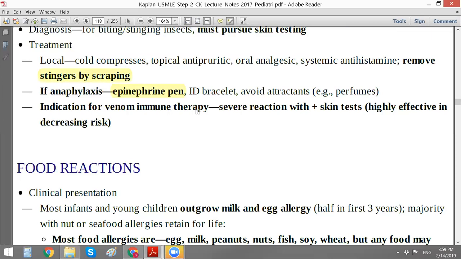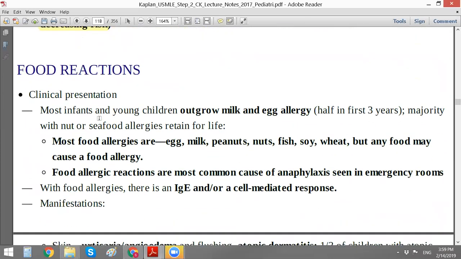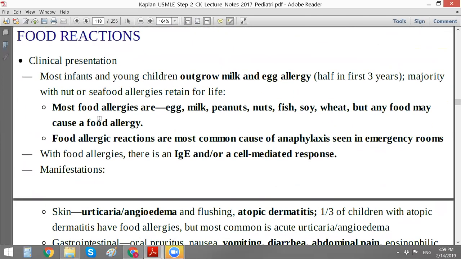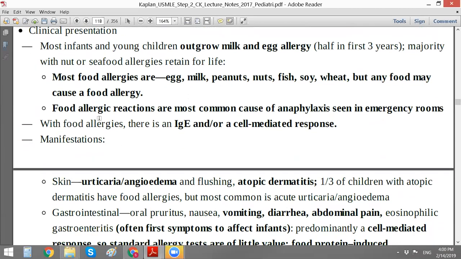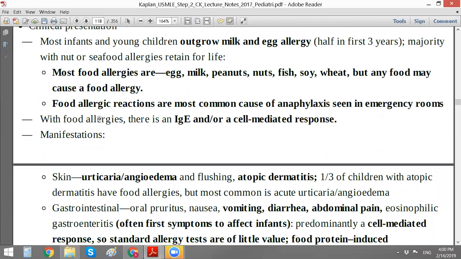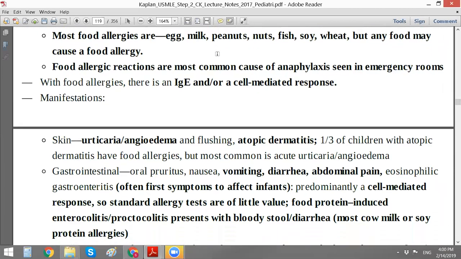Indication of immune therapy is a severe reaction plus a positive test. Then you give it, and this is highly effective in decreasing the risks. And we know that whenever we are doing desensitization, we need to stop beta blockers because they can mask those reactions. Most infants and young children outgrow milk and egg allergy, half in the first 3 years, and the majority with nut and seafood allergy retain it for life. So this is very important. Nut and seafood allergy is retained for life. Other than that, allergies usually wane away.